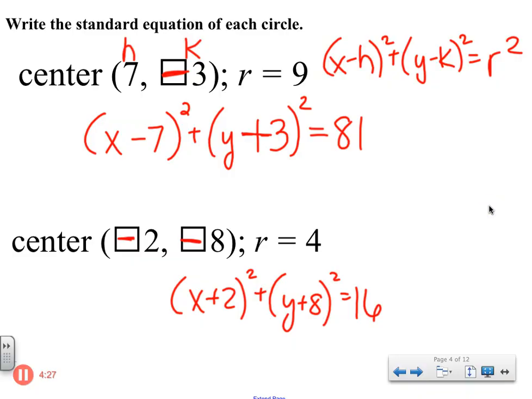All right, so you should have had a positive 2 and a positive 8 in those parentheses because 2 negatives will make a positive, and then r squared was a 16. Okay, so that is how you write the equation of a circle given the center and given the radius.